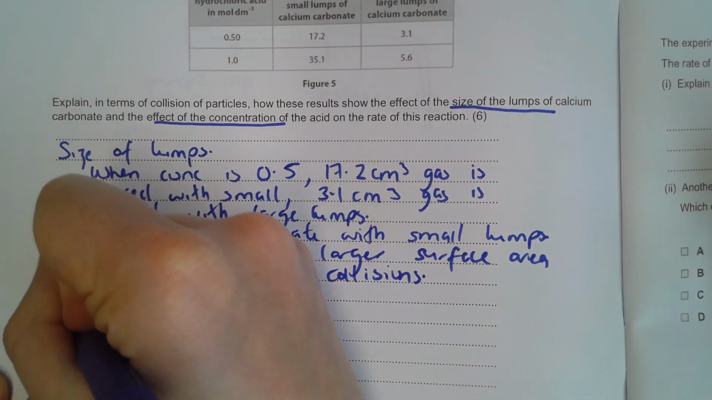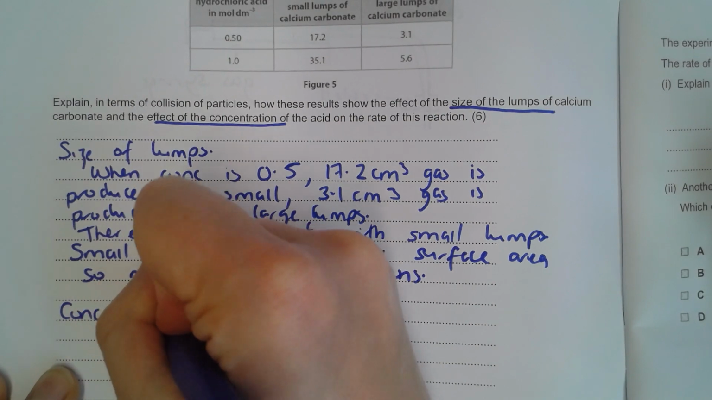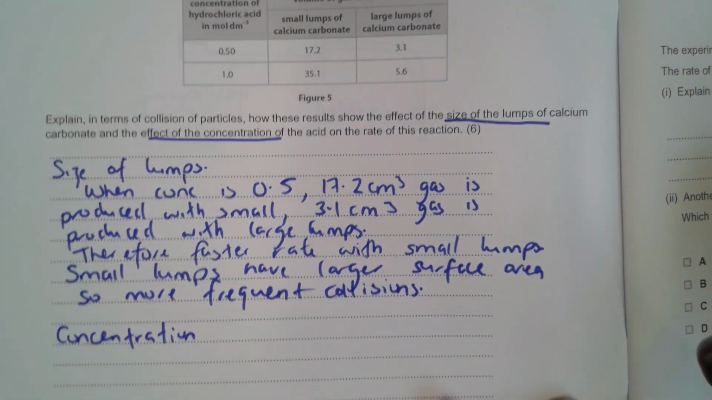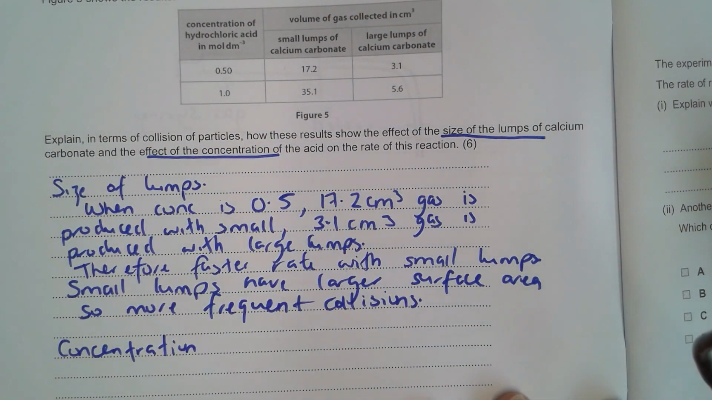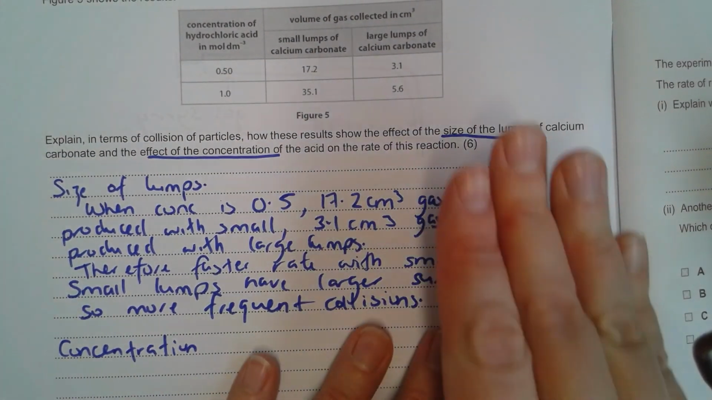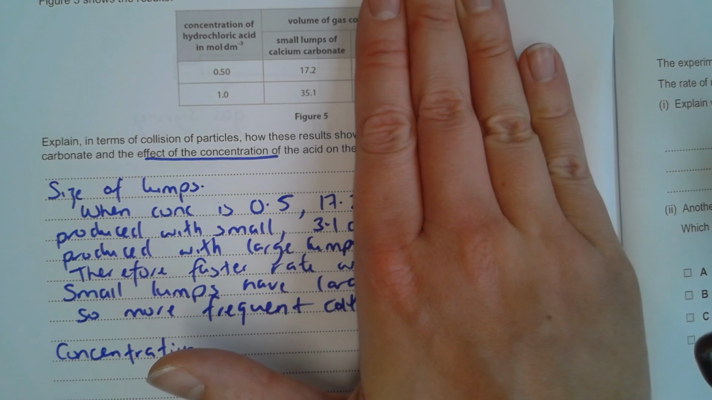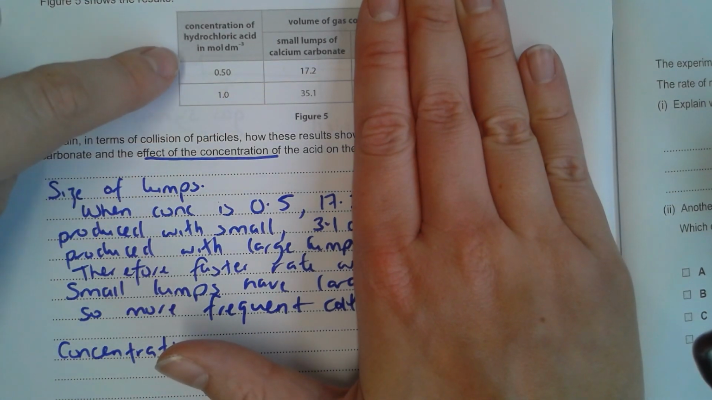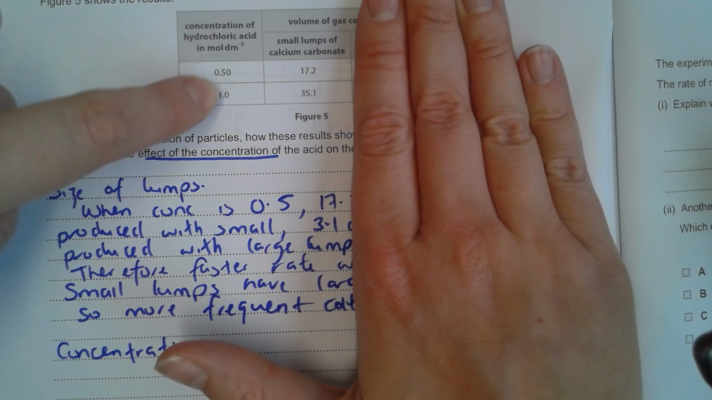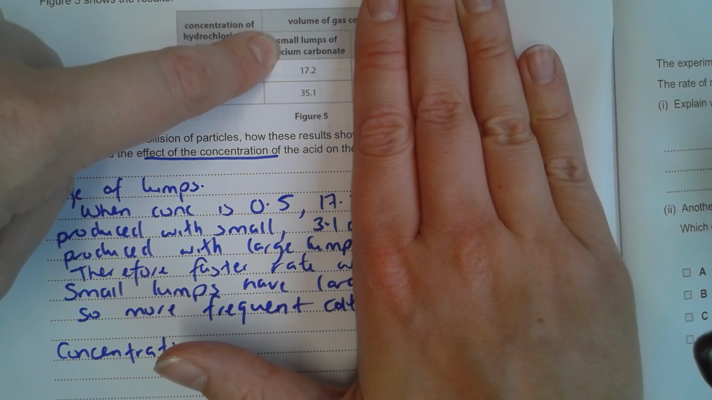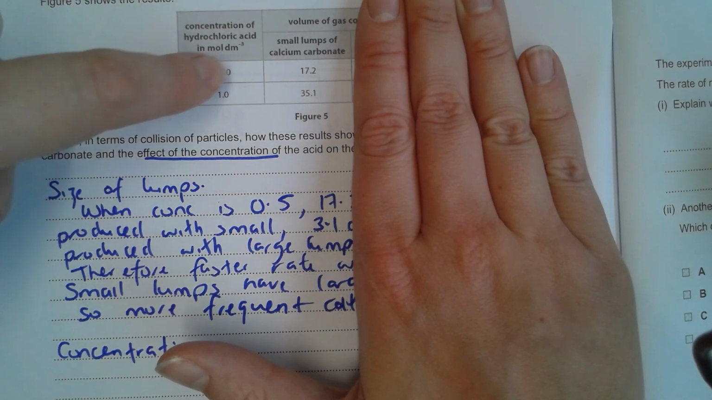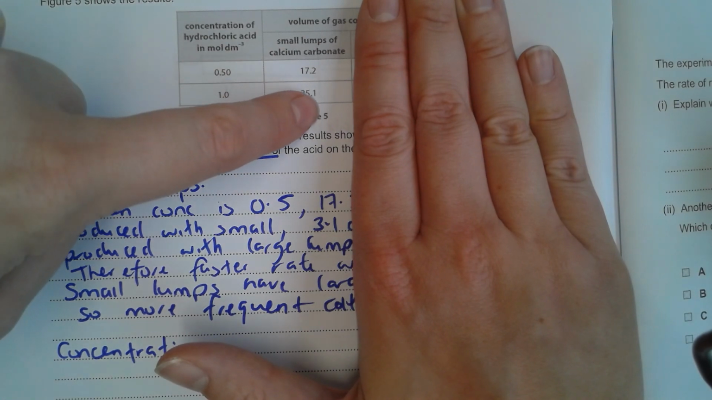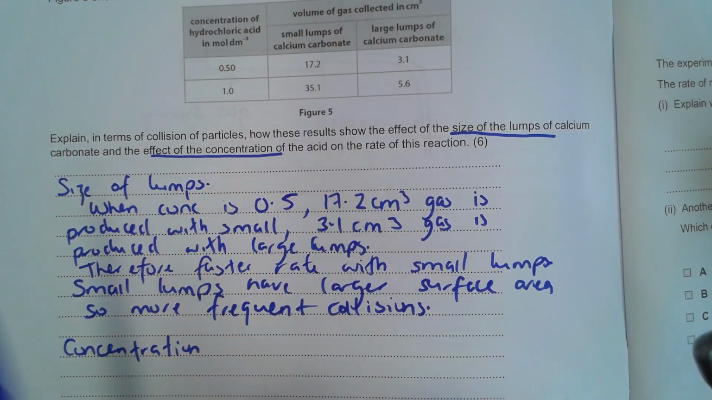In my next paragraph, I'm going to look at concentration. And again, with concentration, you can see, yes, you used two different concentrations, but you used two different size lumps. So again, it feels like there's a lot of information there. So I would just look at the small lumps. I'm changing the concentration, but I'm not changing the size of the lumps. So I can see that at 0.5, I'm getting 17.2, but at 1, I'm getting 35.1. So I'm just going to again quote that.